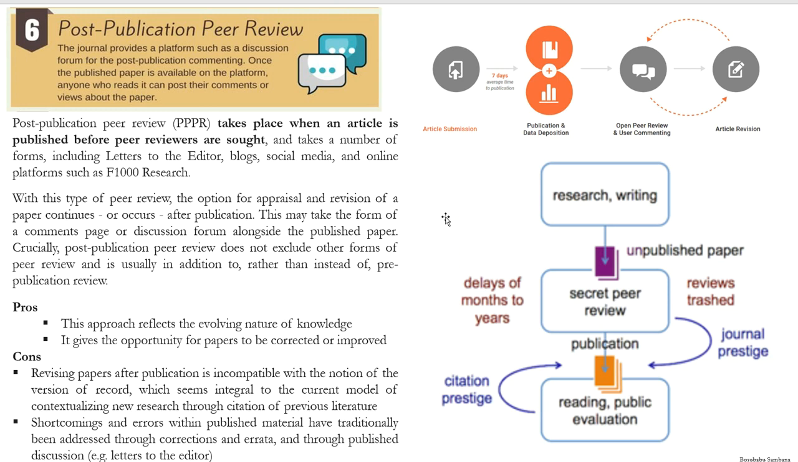The main thing is post publication peer review. Post publication peer review takes place when an article is published, before peer review is sought. It takes a number of forms including letters to the editor, blogs, social media and online platforms such as F1000 Research. That means open source research. In this kind of peer review process, the appraisal and revision continue to occur after publication.